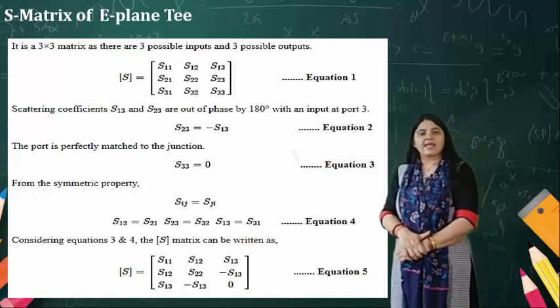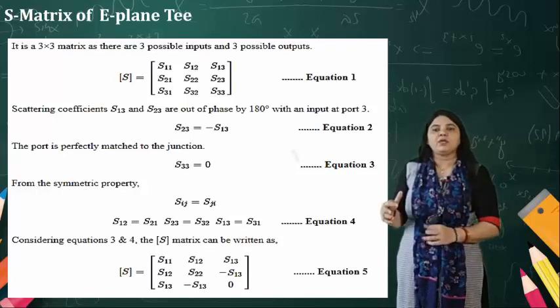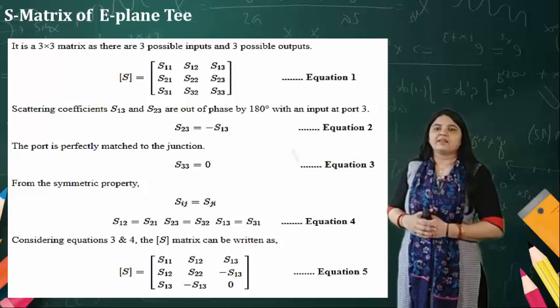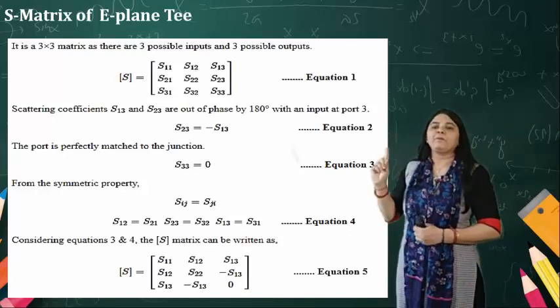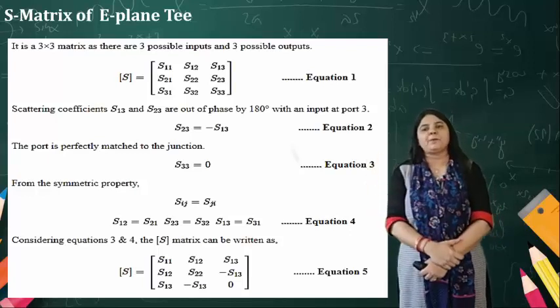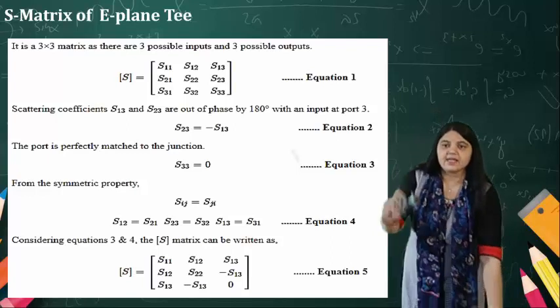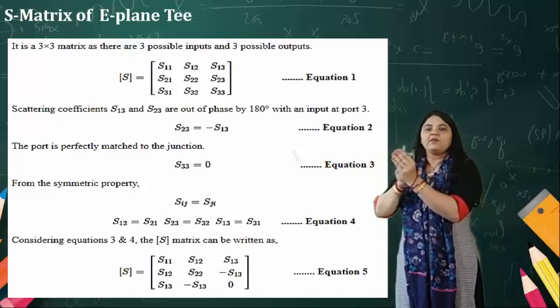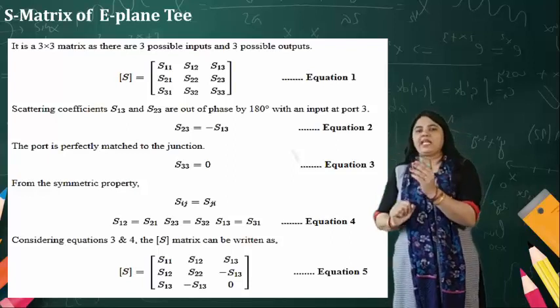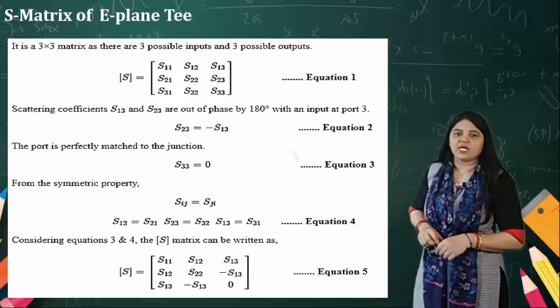What does S13 mean? You are applying the input at port number 3. What is the output at port number 1? And if you are applying the input at port number 3, what is the output at port number 2? That is my S13 and S23. As I said, I am applying the input from port number 3, so S13 and S23 have a 180 degree phase shift. The value for that component is S23 is equal to minus S13.